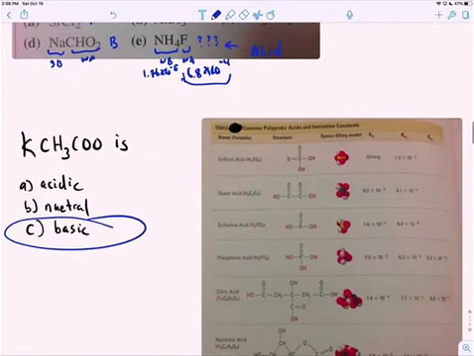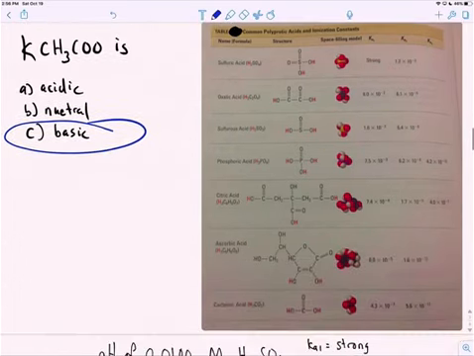So let's see if you're following this. Potassium acetate. This is going to be basic because you have potassium hydroxide, a strong base, and acetic acid, a weak acid. So strong base, weak acid means a basic or alkaline salt.